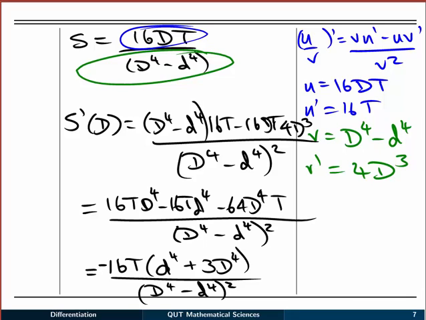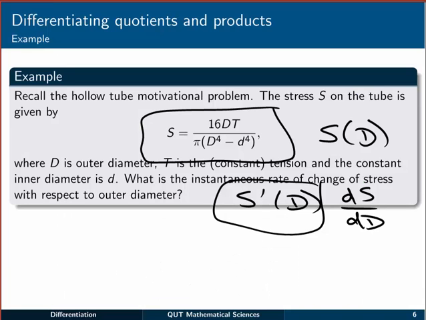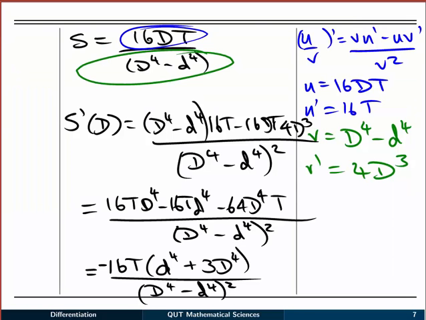So I've done a little bit of expanding and then grouped up the top part there and end up with minus 16T d to the 4 plus 3 capital D to the 4 all over capital D to the 4 minus little d to the 4 all squared. So that gives us our relationship for, as we were asked, the instantaneous rate of change of stress with respect to the outer diameter. So if we knew the values for T and little d, we could figure out that instantaneous rate of change for any diameter that we liked using this relationship.